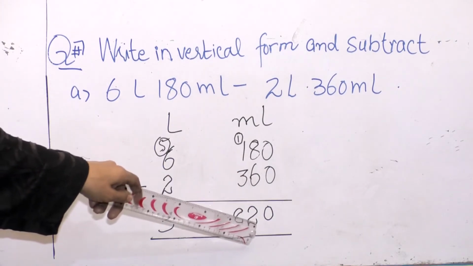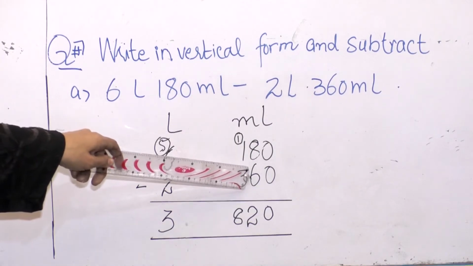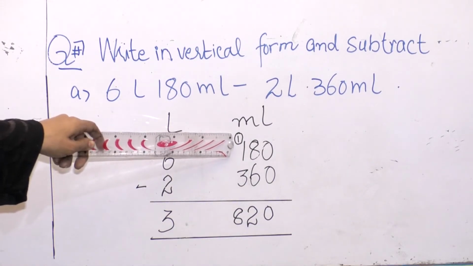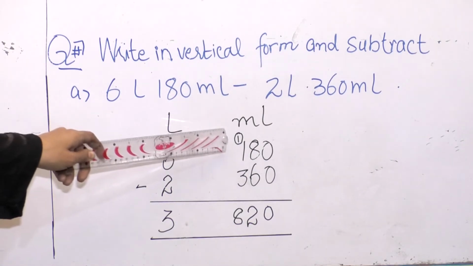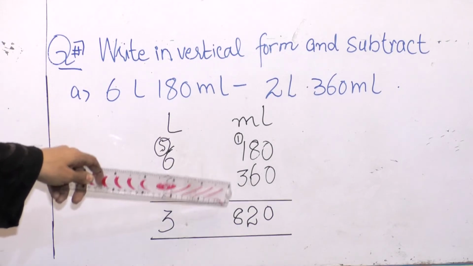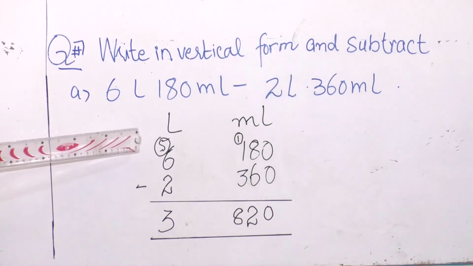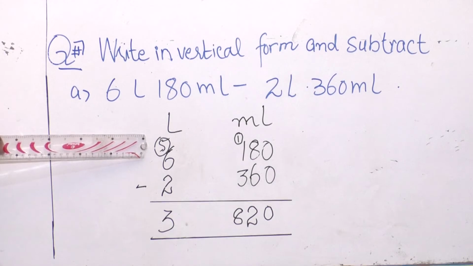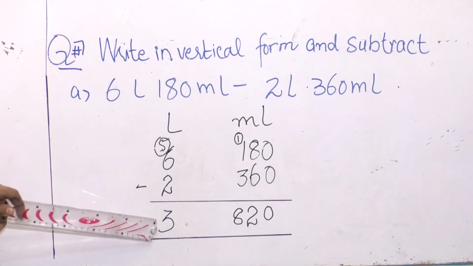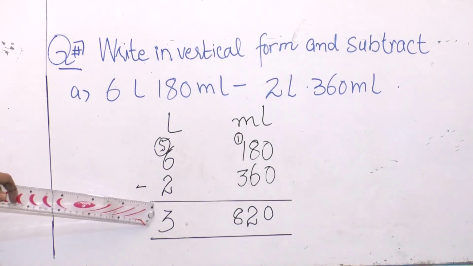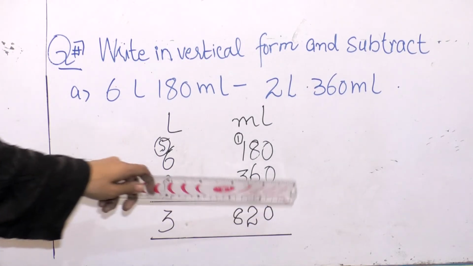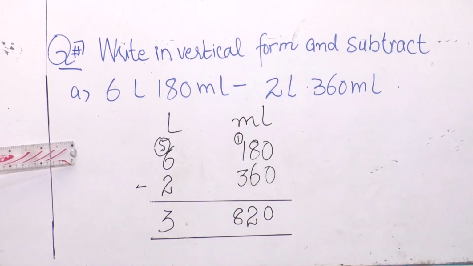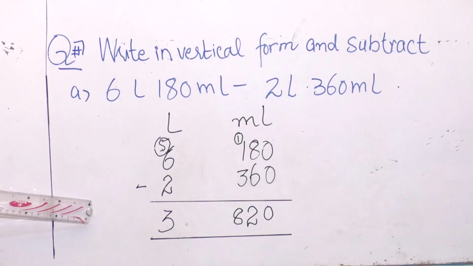0 minus 0 will become 0. 8 minus 6 will become 2. Since 1 is the smaller number and 3 is bigger, we borrow one number from the liter side. So we have 11 minus 3 which will become 8. We are left with 5 here out of 6. 5 minus 2 will become 3. So your answer will be 3 liters 820 milliliters. This is question 7 of subtraction, and you will do the remaining parts following the same procedure.